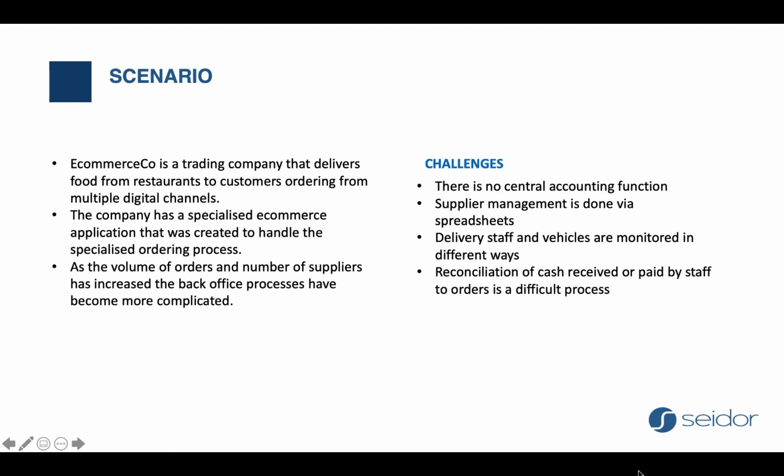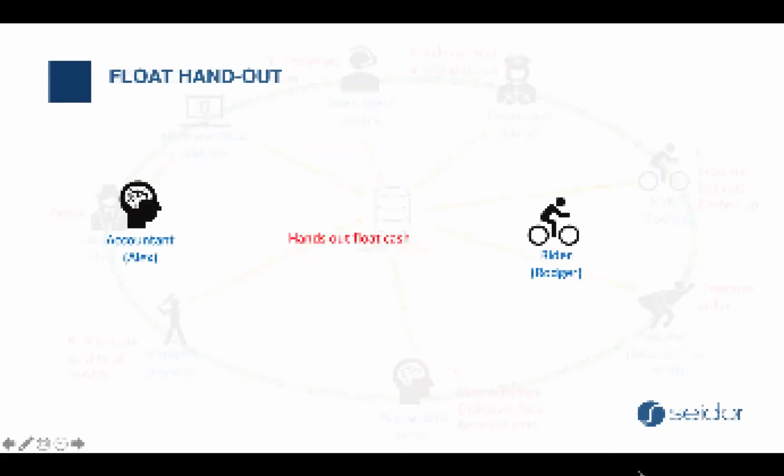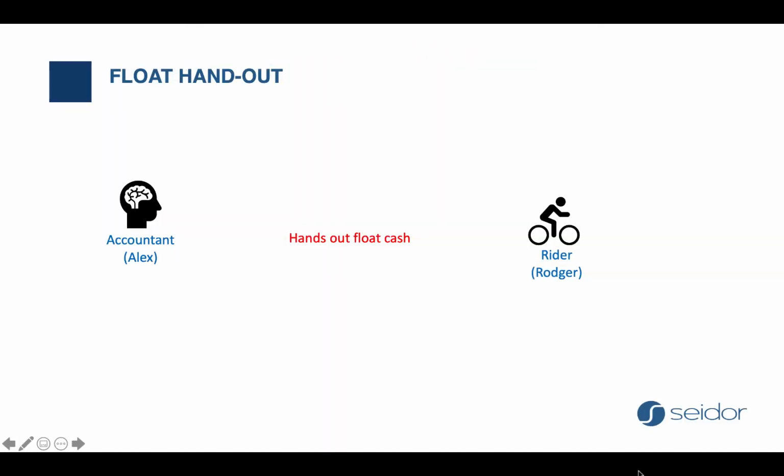There is no central accounting facility, data is managed in multiple different spreadsheets, and reconciliation of cash is a very, very painful experience. The business owners decided to implement SAP Business One, and although their website and mobile applications are not fully integrated to Business One, they have seen value in implementing an ERP system that keeps all of the information in one database. We will first start off by looking at the float handout process, where the riders get their float as they start their day.